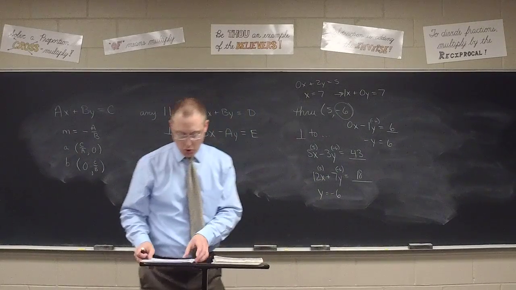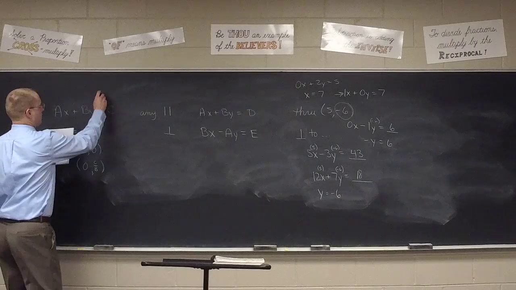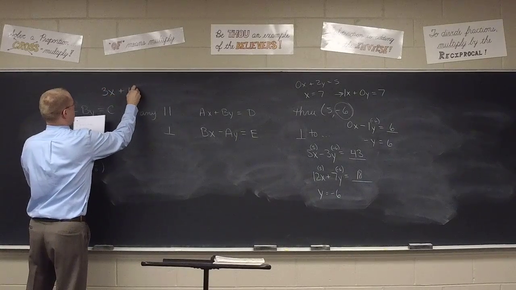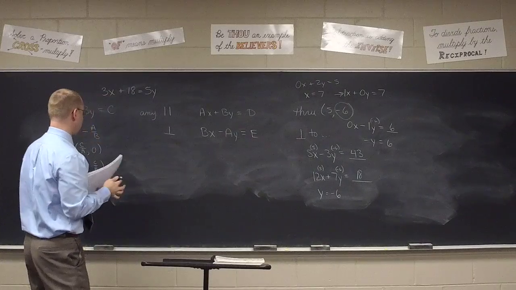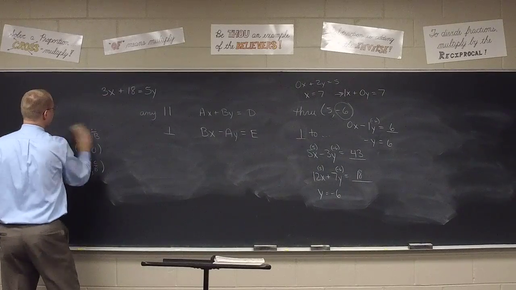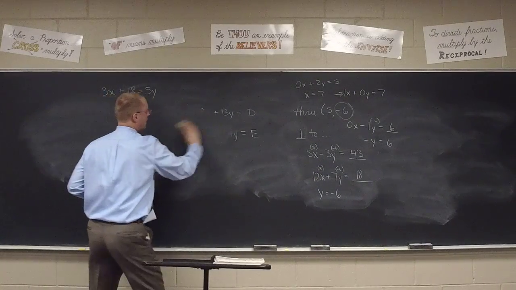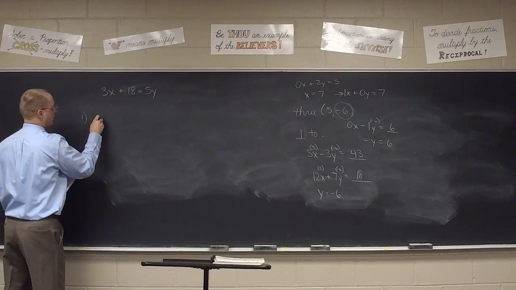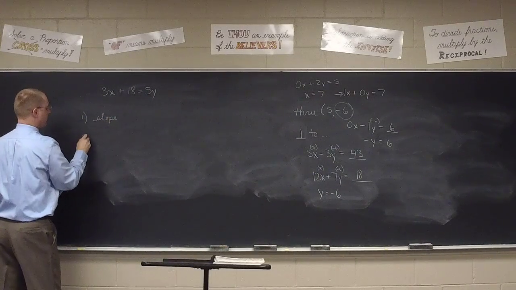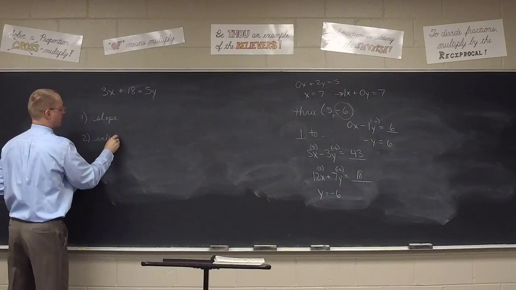All right. So let me give this to you. Write this down there at your seats. 3x plus 18 is equal to 5y. Now, obviously, this is not in the general form. So I want you to rewrite it in the general form first, and then find for me the slope. Find for me the intercepts.